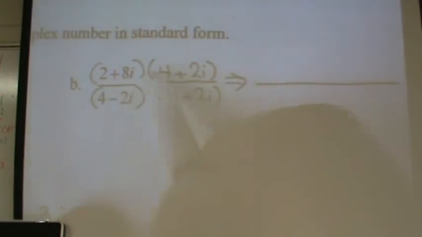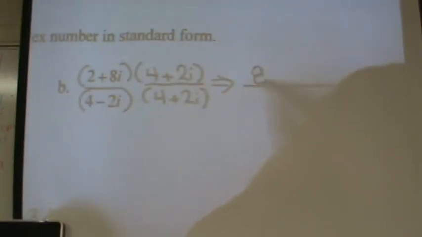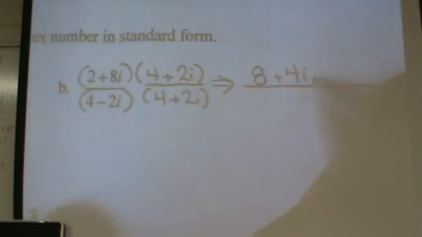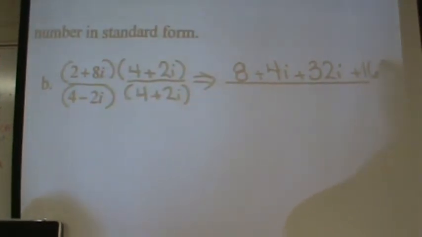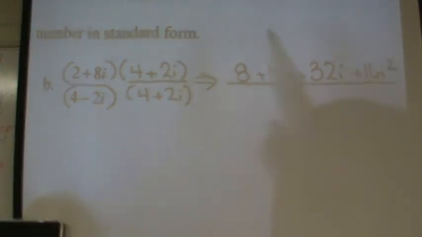What is 2 times 4? 8. What's 2 times 2i? And what's 8i times 4? 32i. And what's 8i times 2i? 16i squared. Don't simplify anything yet.